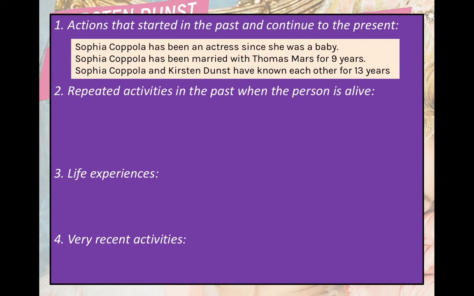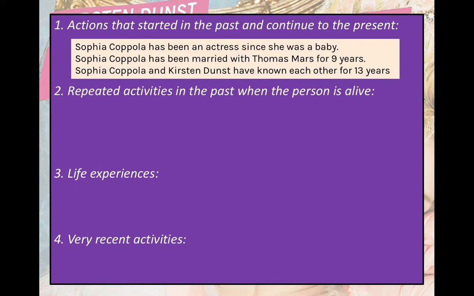Sofia Coppola and Kirsten Dunst have known each other for 13 years. That means that 13 years ago, they met, and they still know each other because none of them has died. These are examples of actions that started in the past and continue to the present.